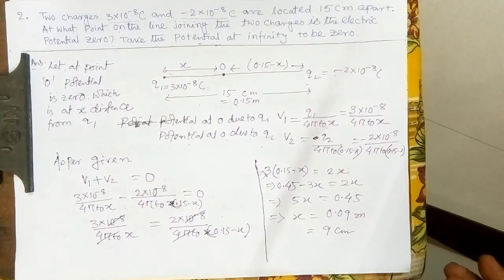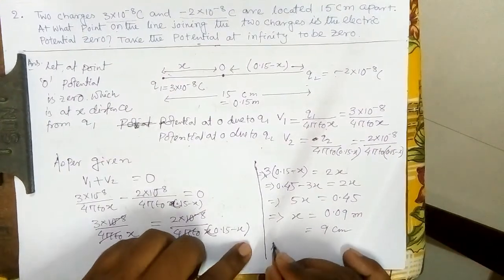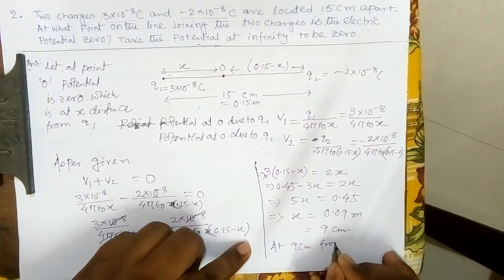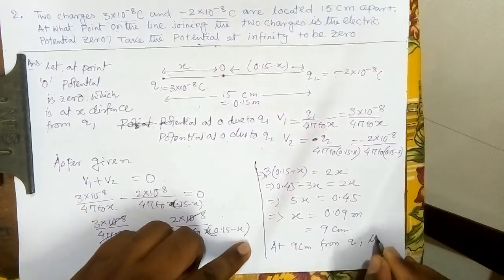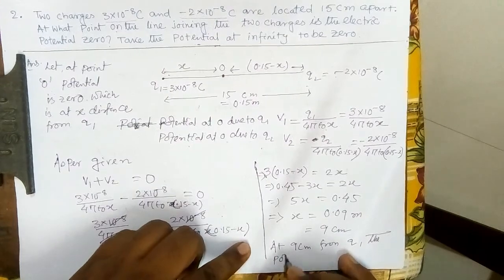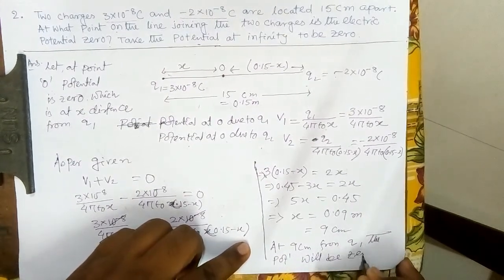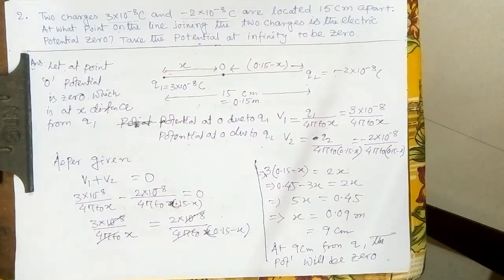So where will the potential be 0? At 9 centimeter from Q1, the potential will be 0. Okay, so this is the numerical.